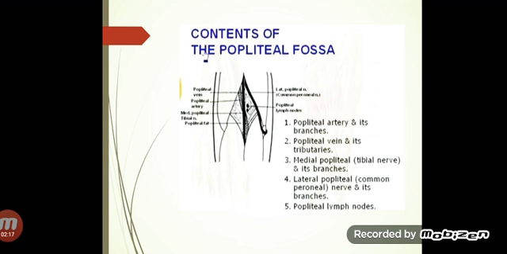Then, contents of the popliteal fossa. First, popliteal artery and its branches. Second, popliteal vein and its tributaries. Third, medial popliteal, the tibial nerve and its branches. Fourth, lateral popliteal, the common peroneal nerve and its branches. Fifth, popliteal lymph nodes.